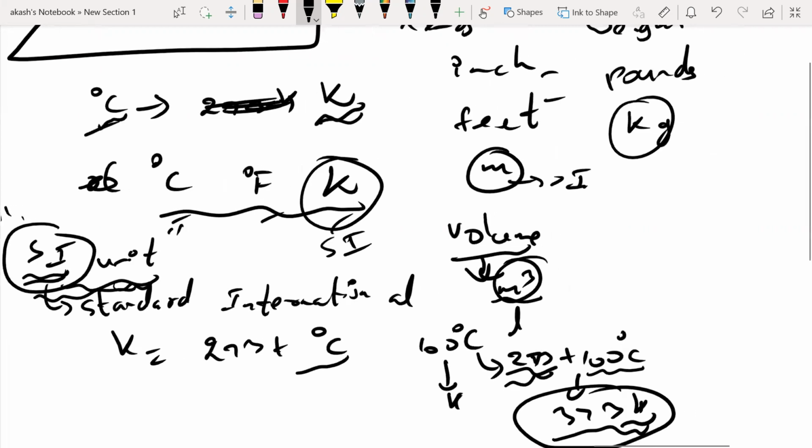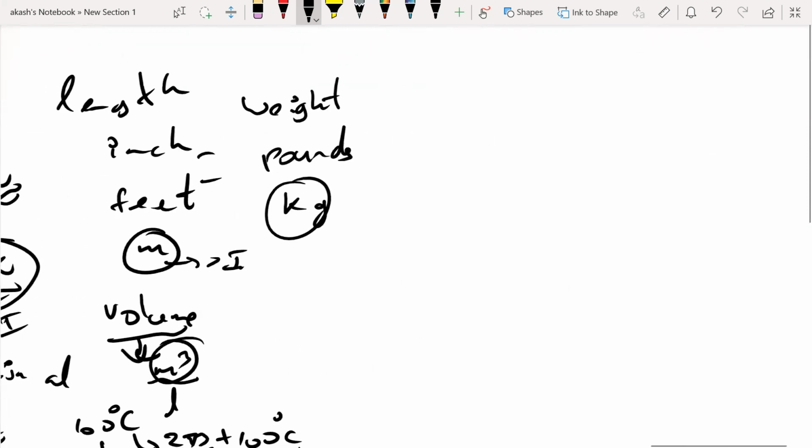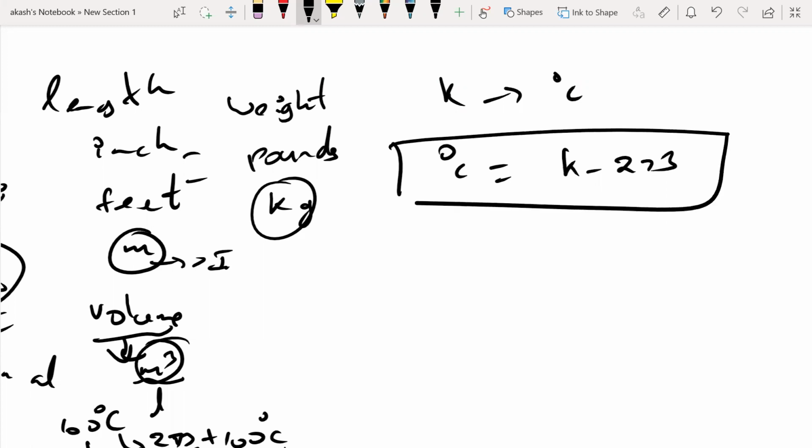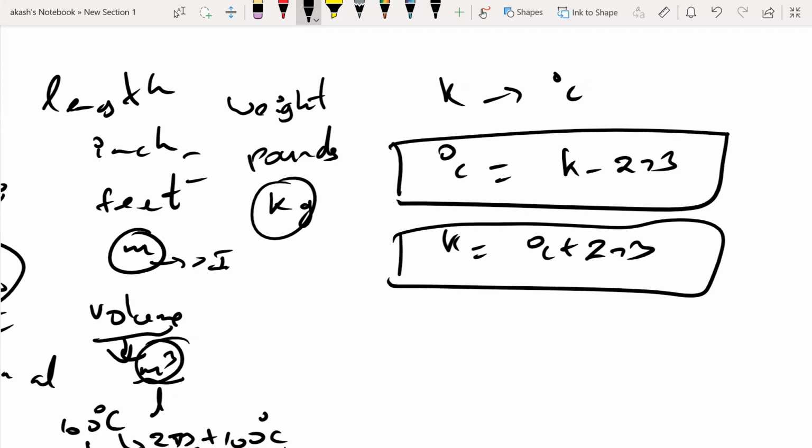If you want to convert a Kelvin value to a degree Celsius value, remember the degree Celsius value is equal to the Kelvin value minus 273, just exactly opposite. So Kelvin value is equal to degree Celsius value plus 273, or degree Celsius value is equal to Kelvin value minus 273. It doesn't make much of a difference, it's basically the same. Either you remember this or that, and you can easily get the other value. Whatever is given to you, you can easily convert into the other.